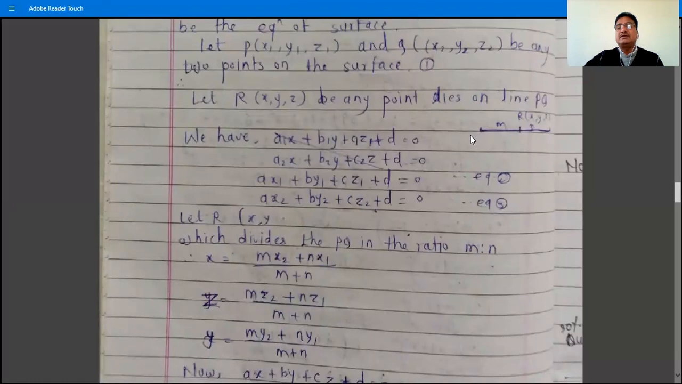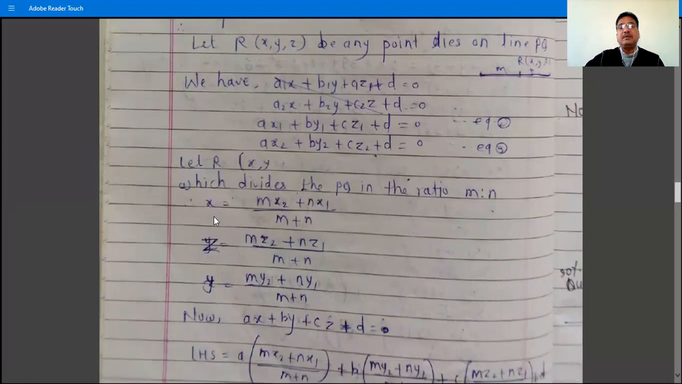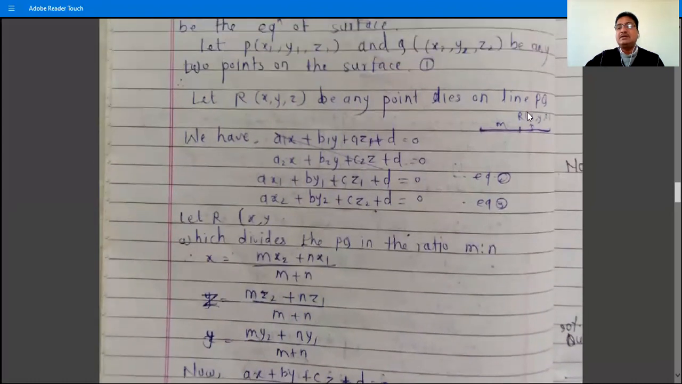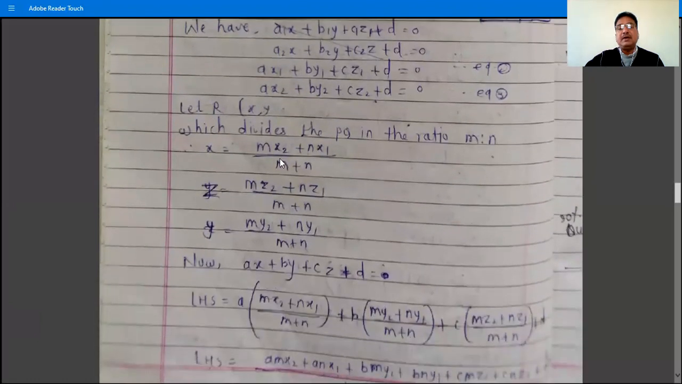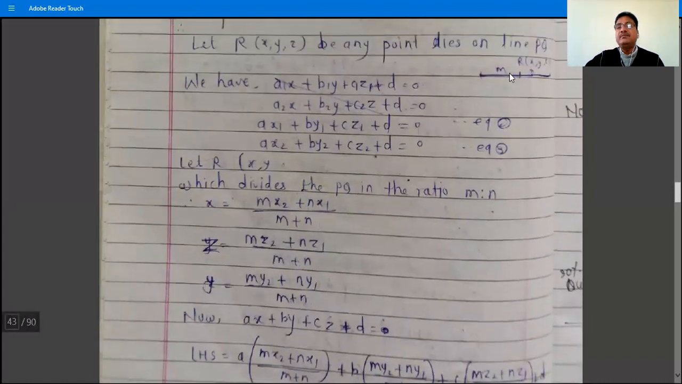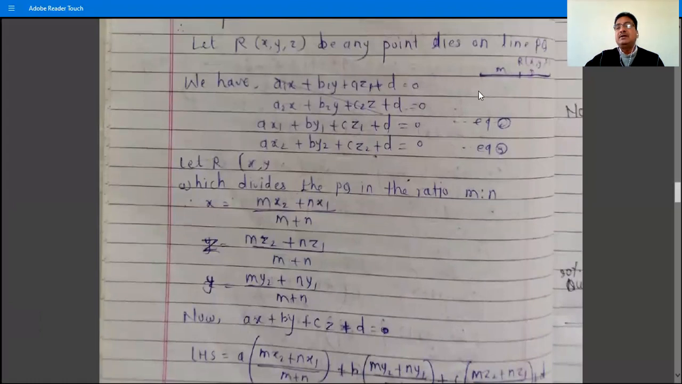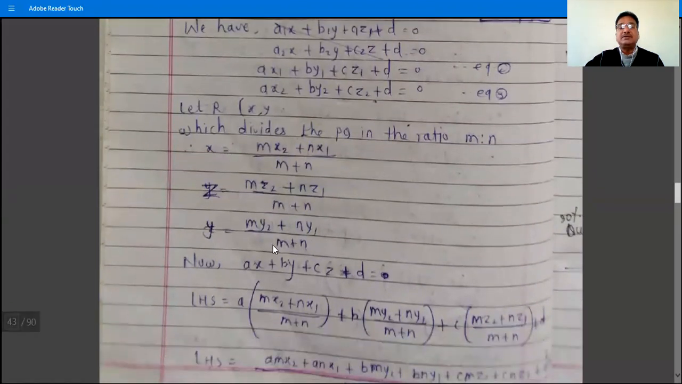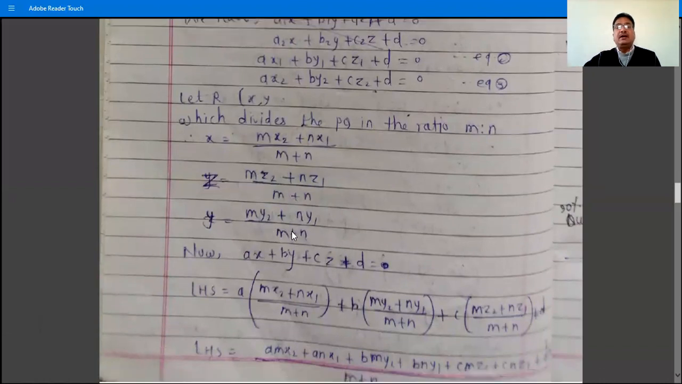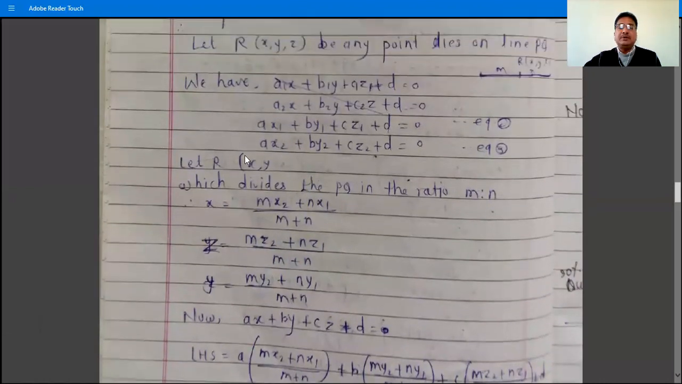Right, the coordinates of P are x1, y1, z1 and Q are x2, y2, z2. By the section formula we have x equal to (mx2 plus nx1) divided by (m plus n), y is (my2 plus ny1) divided by (m plus n), and z is (mz2 plus nz1) divided by (m plus n). So write x, y, z by using the section formula. These are the coordinates of the point R.